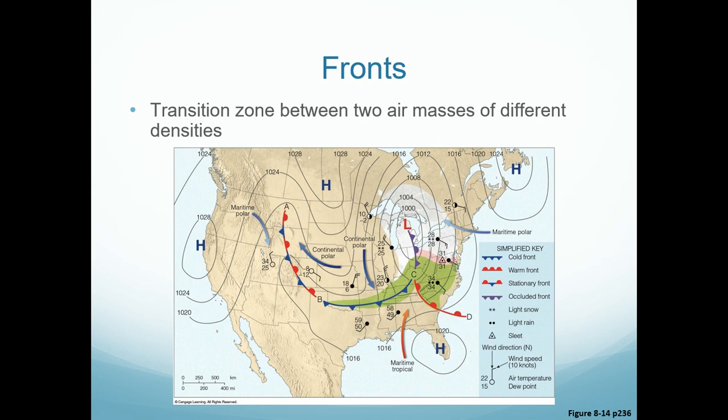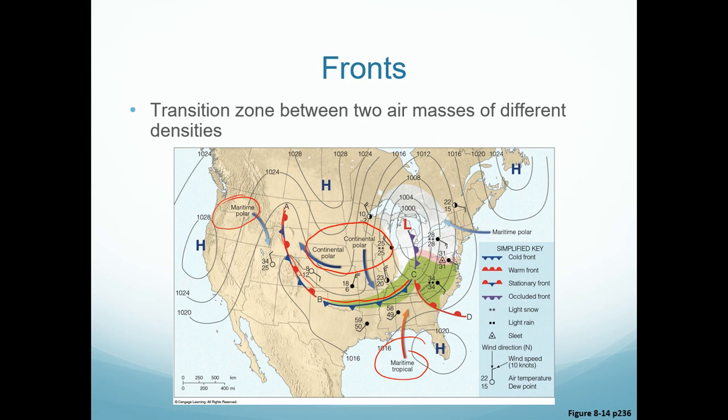In this figure, we have a continental polar air mass right here. Down here you have a maritime tropical air mass. The boundary between the two is a front. Likewise, we have a maritime polar air mass over here. The boundary between the two is a front.